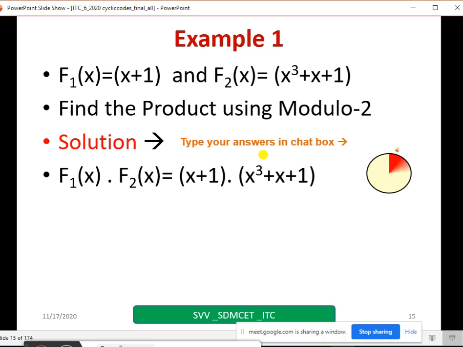You can write in terms of x cube; if you cannot type x3, no problem. I gave one sample example. I want you people to multiply. You can even write in terms of zeros and ones. Otherwise you can type x cube plus x plus 1; if you type x3 plus x plus 1, I will understand it as x cube. Take a minute, multiply these two in mod 2. Let me see who will write an answer in the chat box. Right or wrong, who will try first?